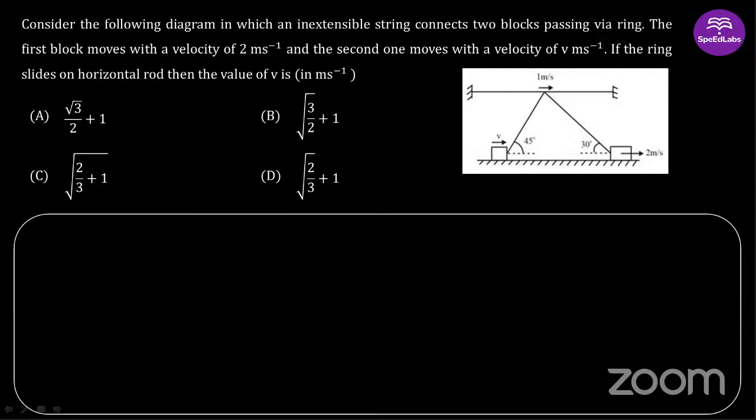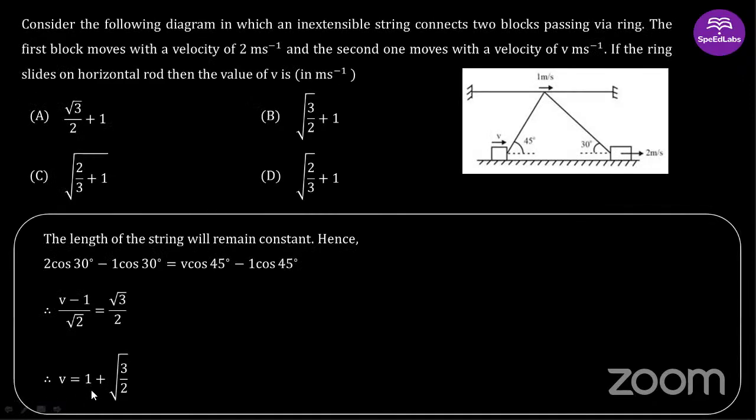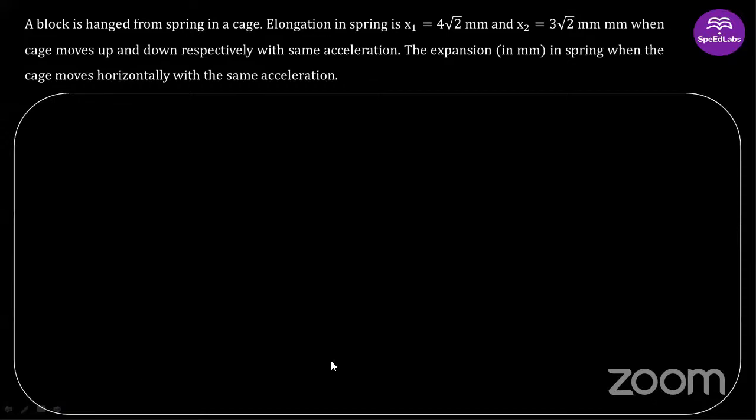Moving to next question. And like answer was B. One second. They are getting C. We got also this now. This is answer number B only. 1 plus root 3 by 2. Next question.